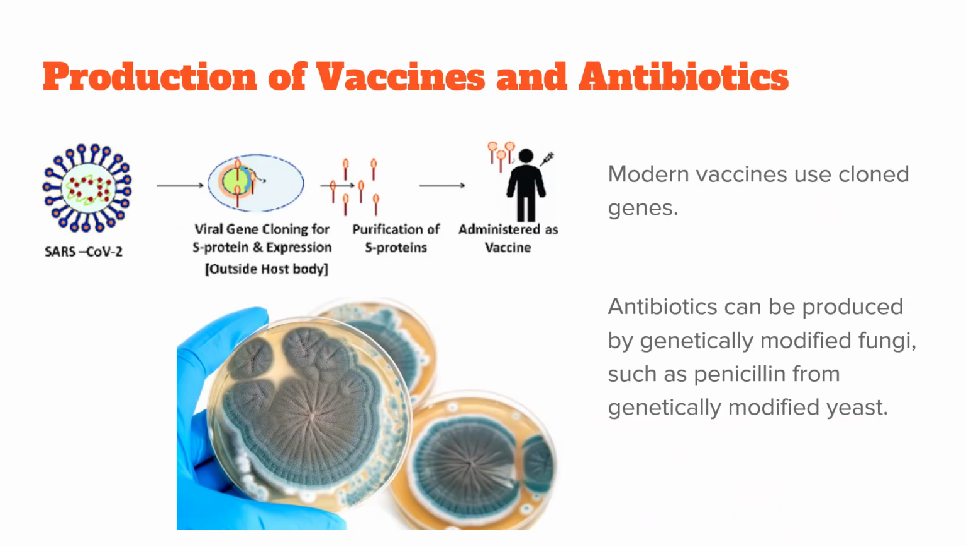Modern biotechnology helps us produce vaccines and antibiotics more efficiently. For vaccines, cloned genes let us make safe antigen components rather than relying on whole pathogens. For antibiotics, microbes, including engineered fungi and yeast, can be optimized to produce larger, purer batches of medicines than traditional methods. Biotechnology scales up production and improves consistency and safety.